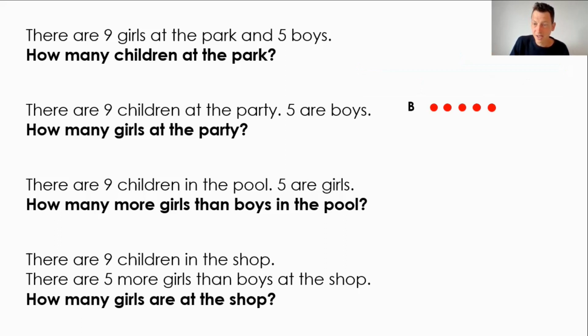Whereas there are 9 children at a party, 5 are boys. Well, what we know is that there are 5 boys, and then there must be 4 girls for there to be 9 children. And again, here, what am I asked for? I'm asked for how many girls.